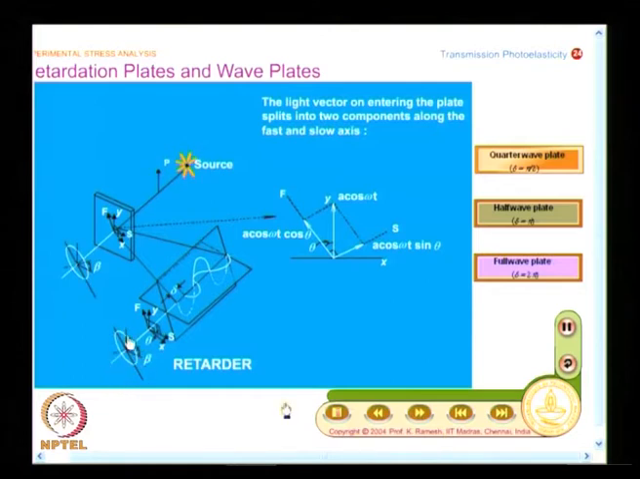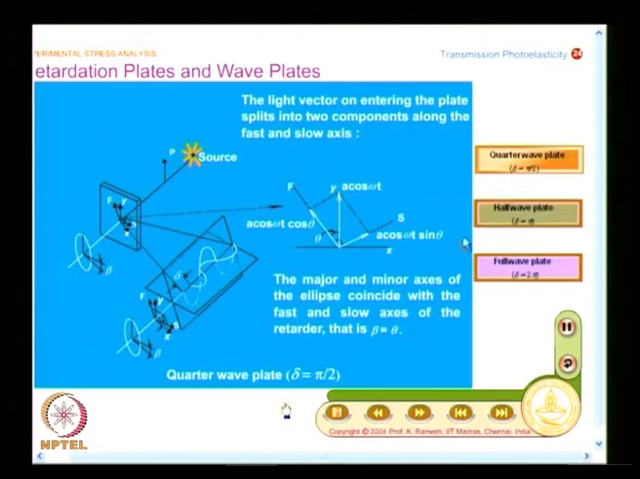elliptically polarized light. And we have seen that by changing delta the characteristic of the ellipse can change. And there are a few important cases which are relevant to photoelastic analysis, and we keep using an optical element called a quarter wave plate. The name signifies it introduces a retardation of delta equal to pi by 2, and this is essentially a crystal plate.